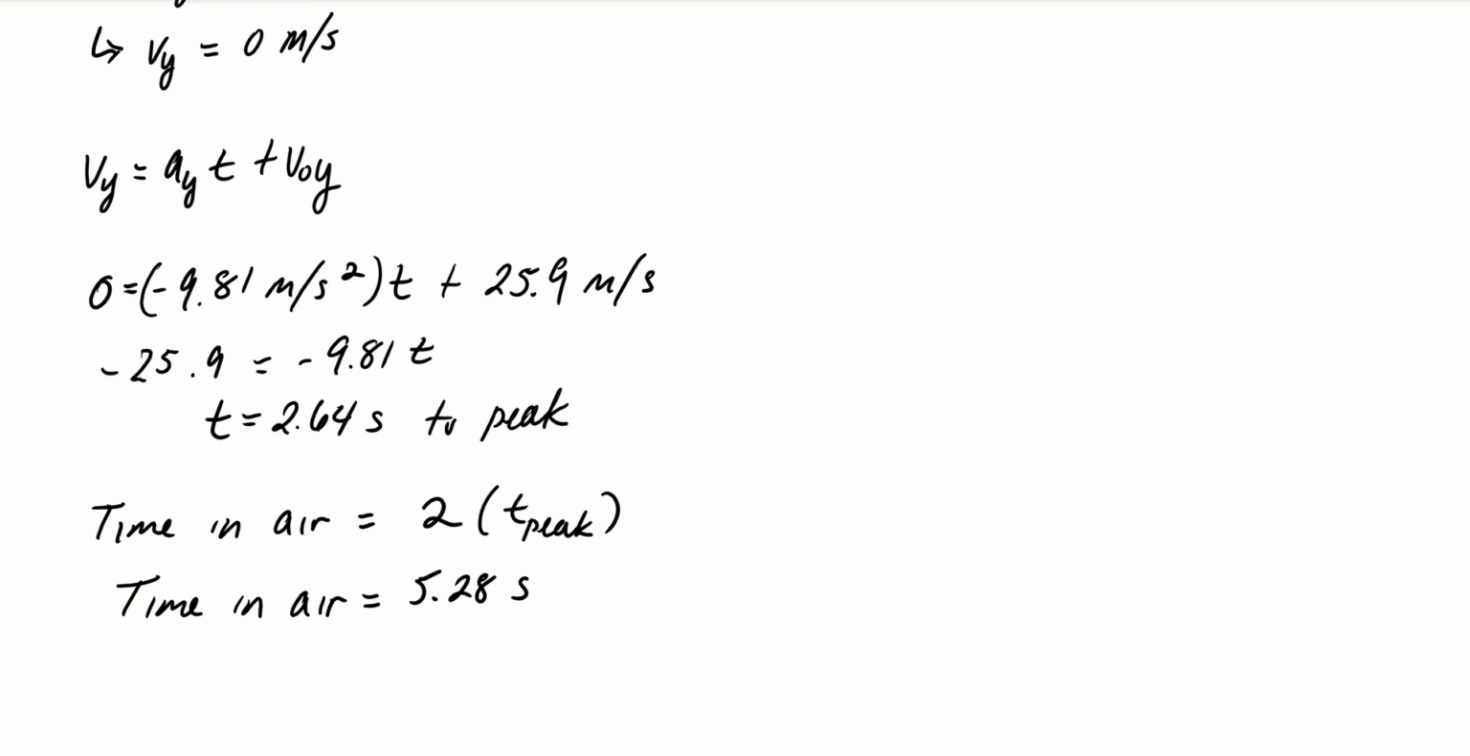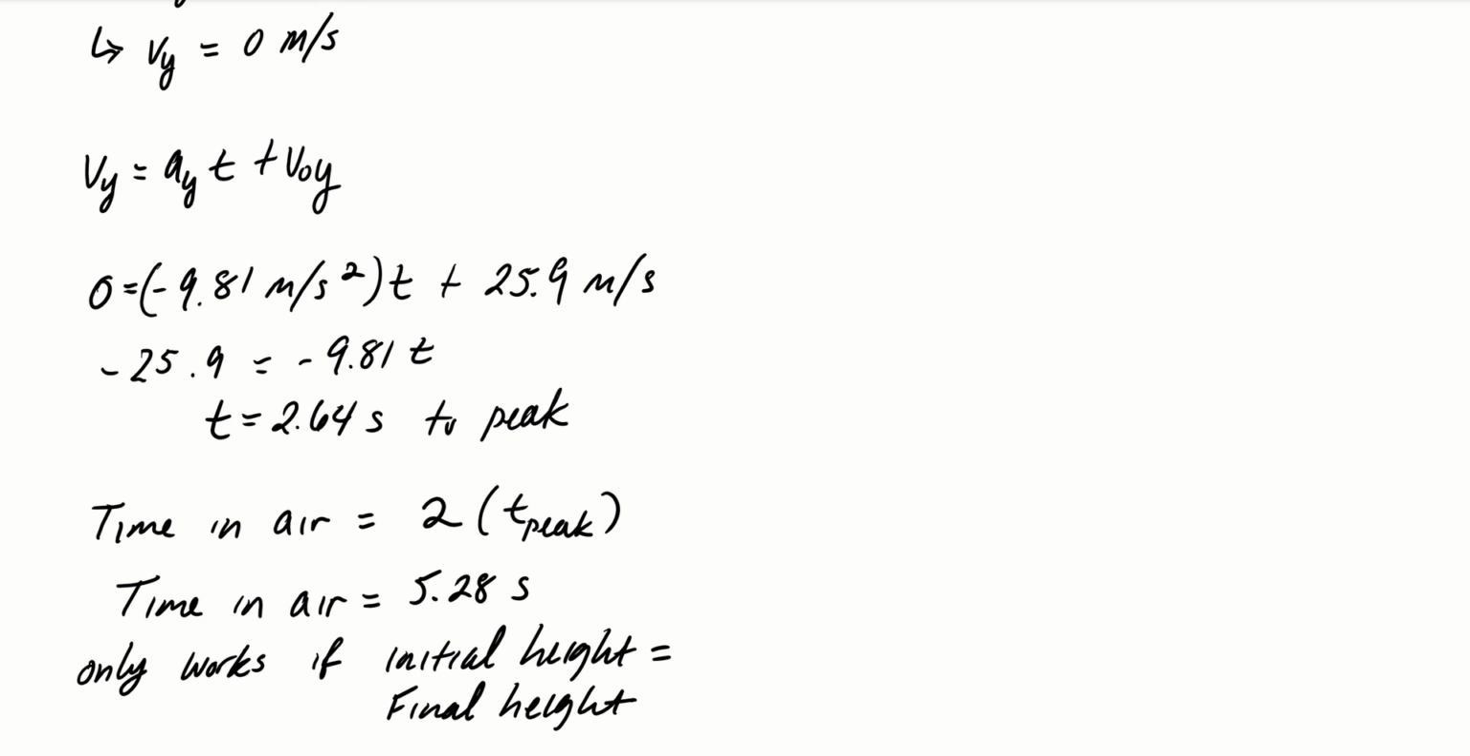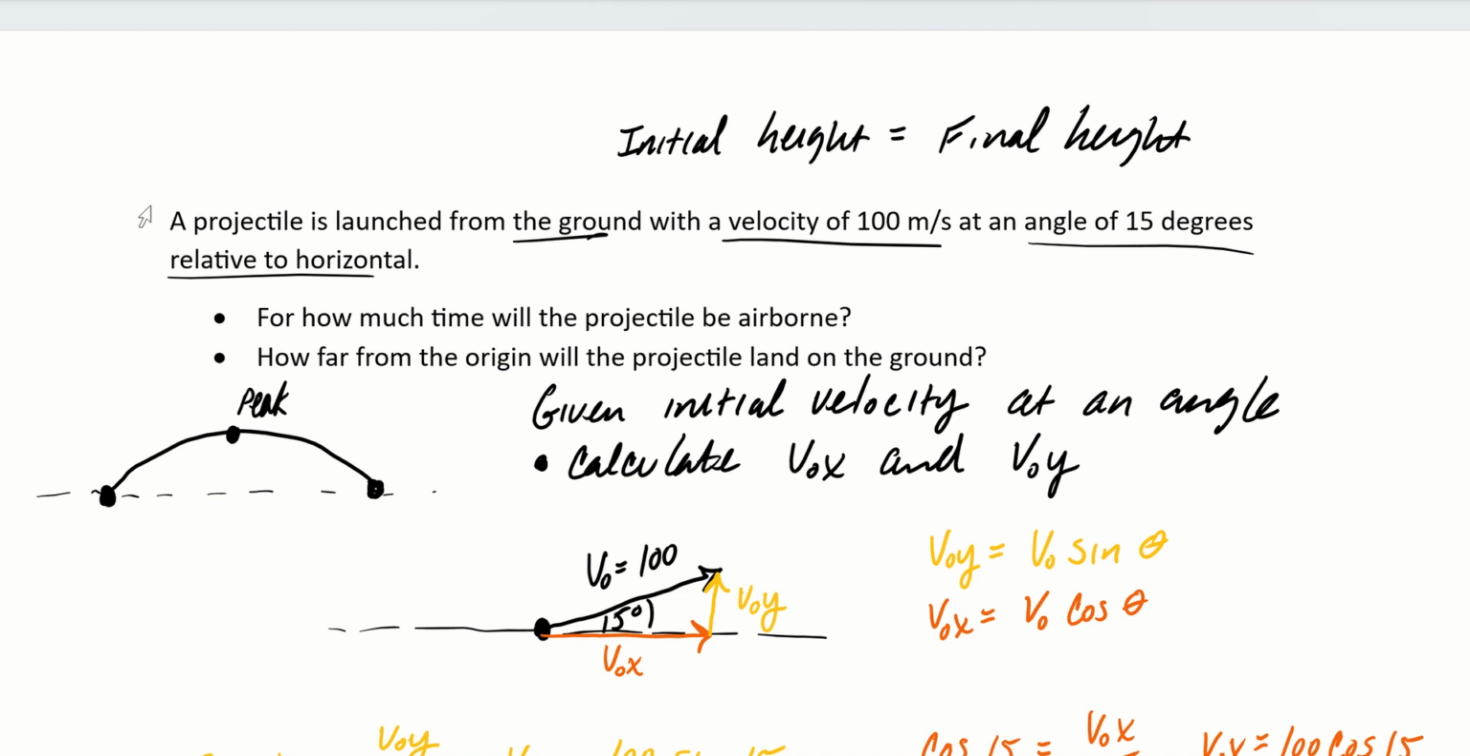Again, this only works if your initial height is equal to your final height. Okay, so that's the answer to the first bullet point. How much time is the projectile airborne? 5.28 seconds.